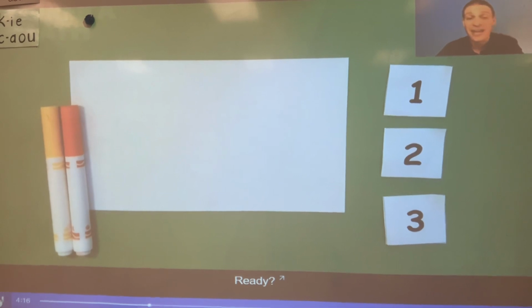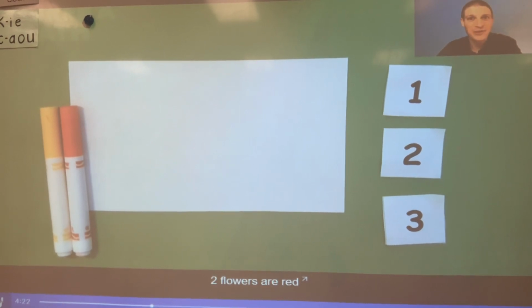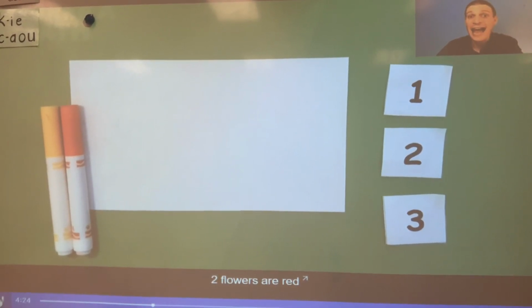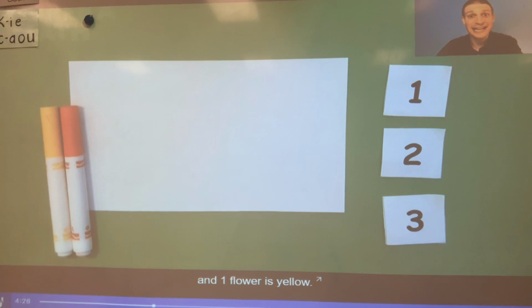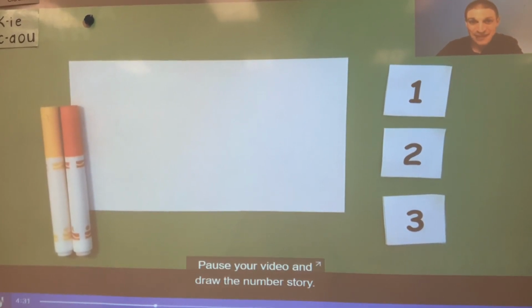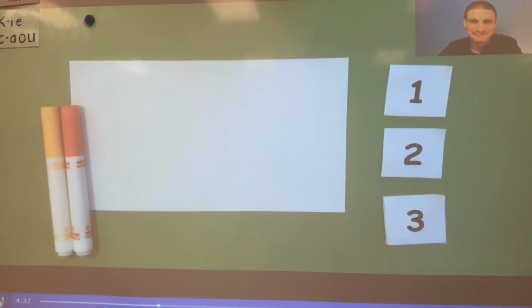All right. I'm going to tell you a number story. Ready? There are 3 flowers. 2 flowers are red, and 1 flower is yellow. Pause your video and draw the number story. We're going to see what he draws.